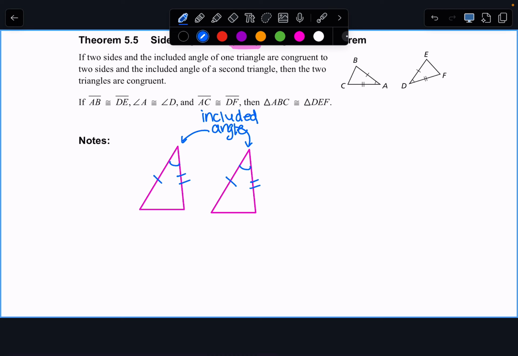Notice how I can write side, angle, side in that order. Okay, side, angle, side, side, angle, side.